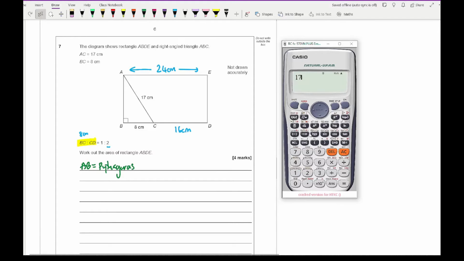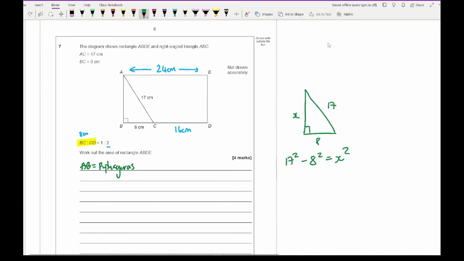So 17 squared minus 8 squared gives me 225. So x squared equals 225, so x equals 15. Now obviously it does equal plus or minus 15, but because we're dealing with length, it's going to equal 15. So this simply is 15 centimeters.